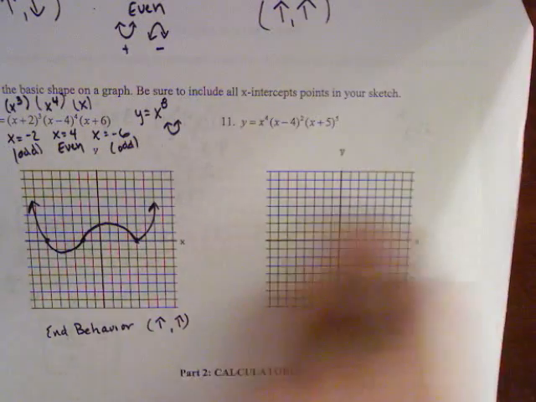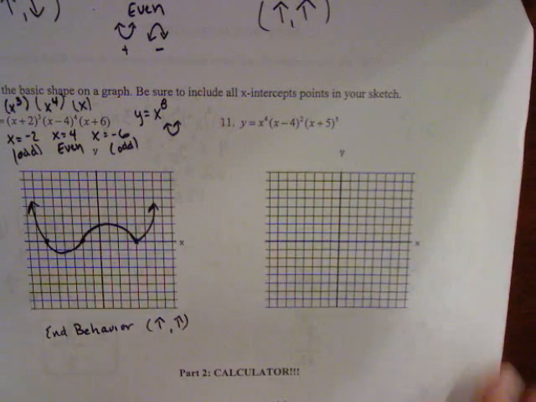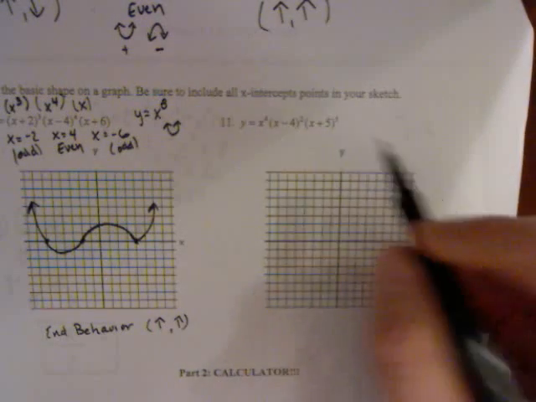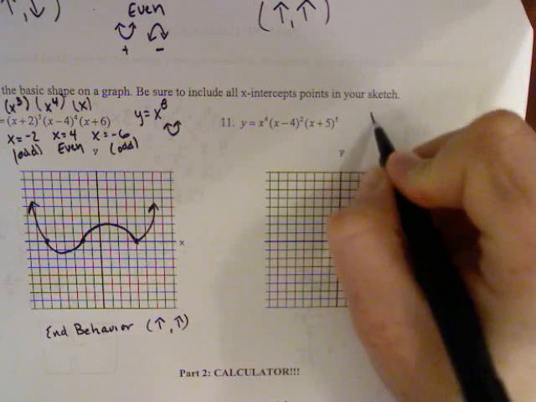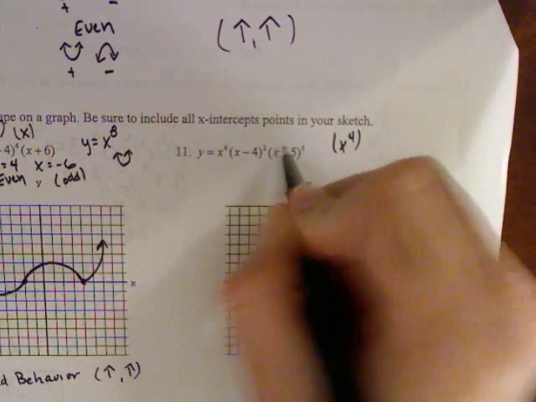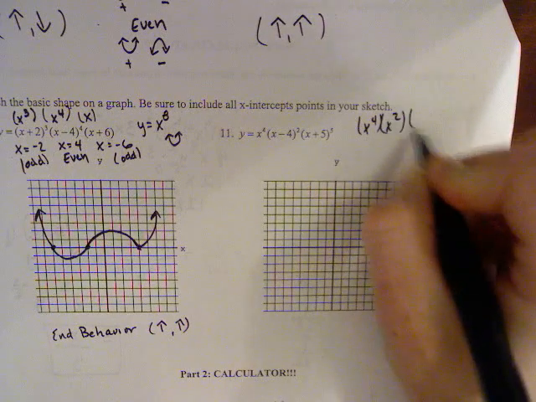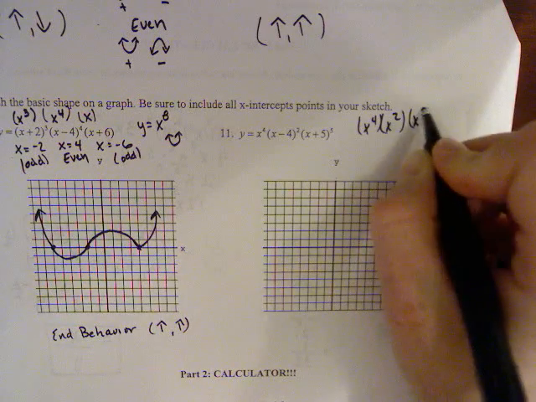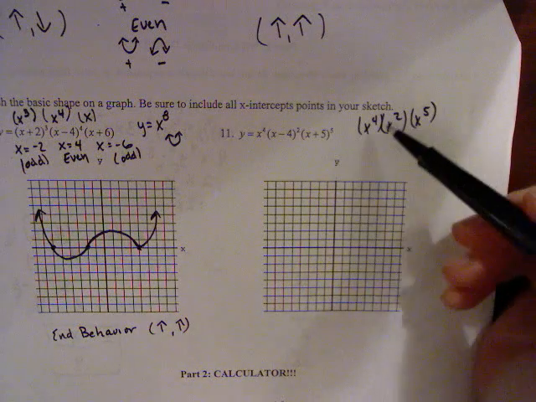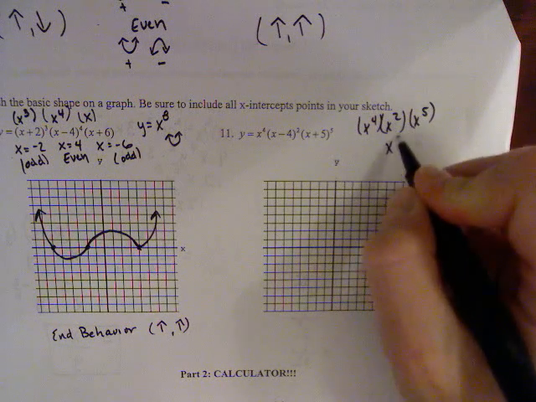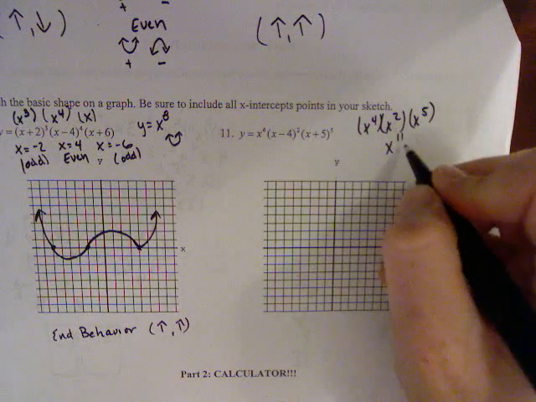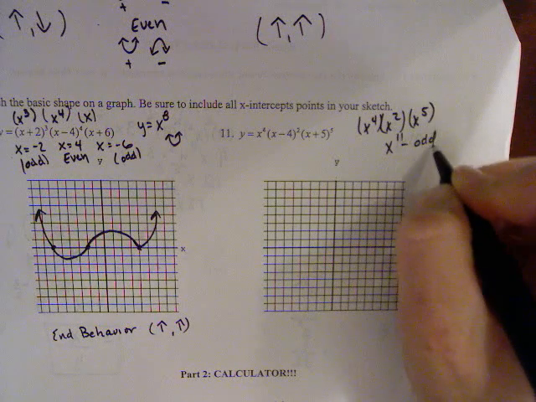Using the same reasoning, we need to figure out what type this graph is, the highest power of x if we multiply this all out. So we have an x to the fourth times an x to the second times an x to the fifth. We need to add the exponents. 4 plus 2 is 6, 6 plus 5 is 11. This would be an x to the 11th graph. That means this is an odd function.